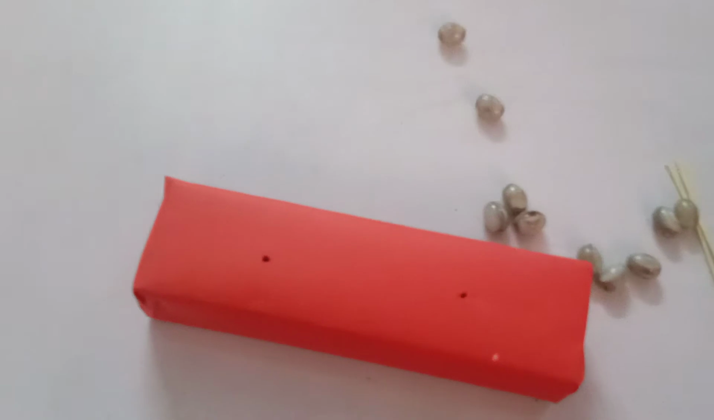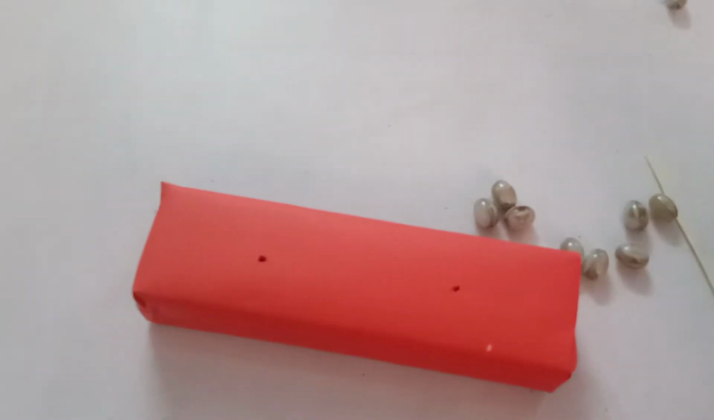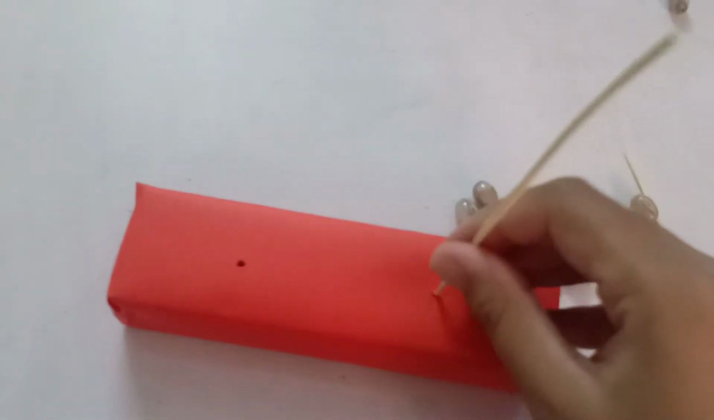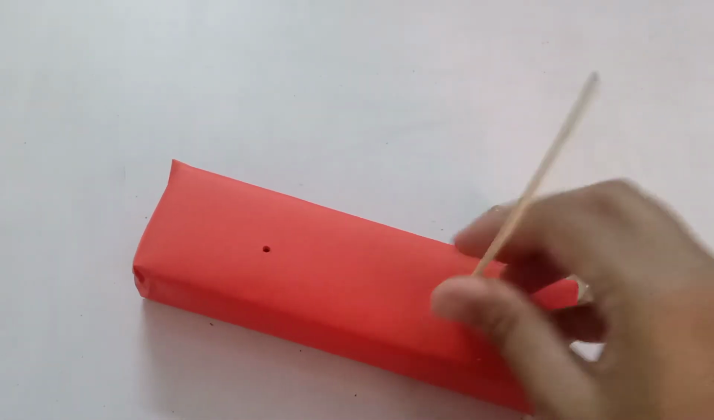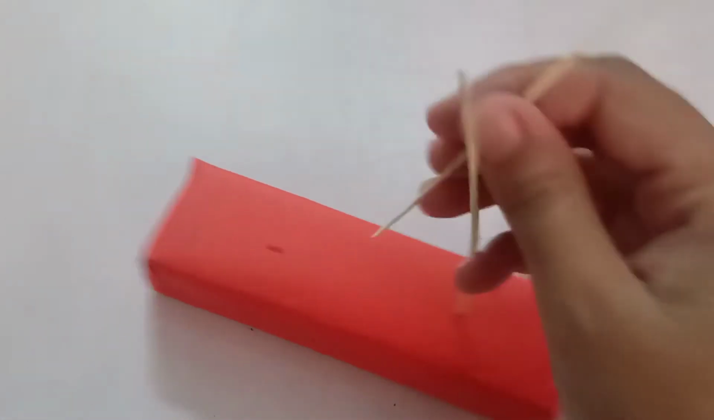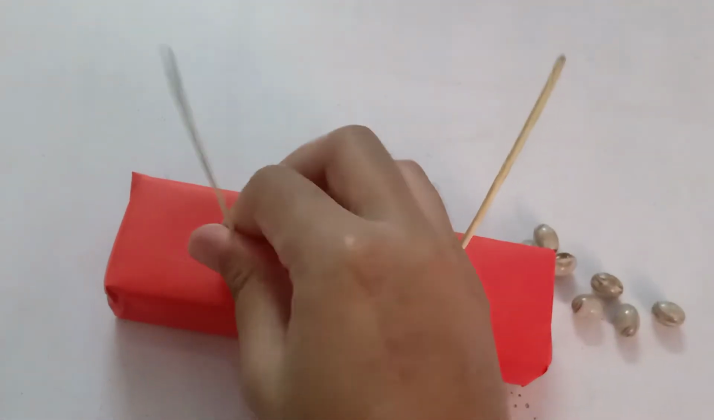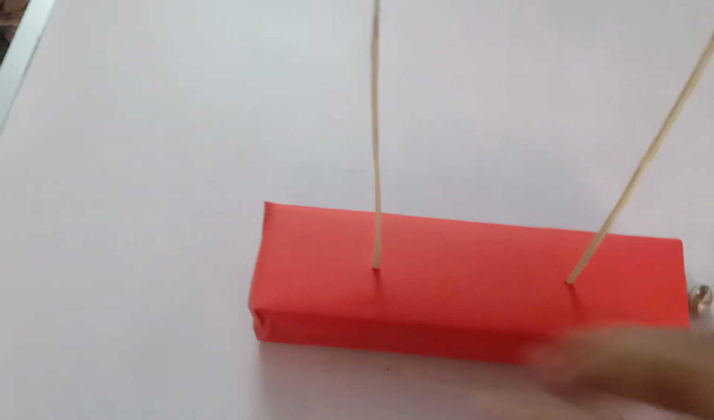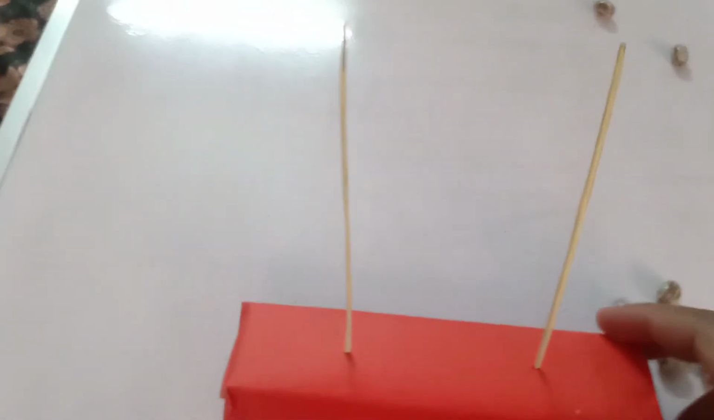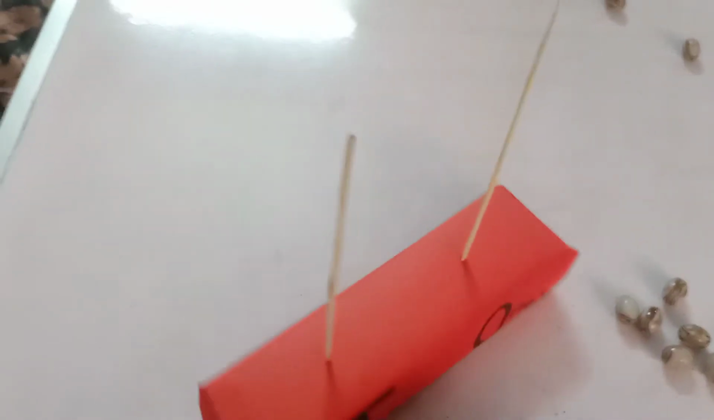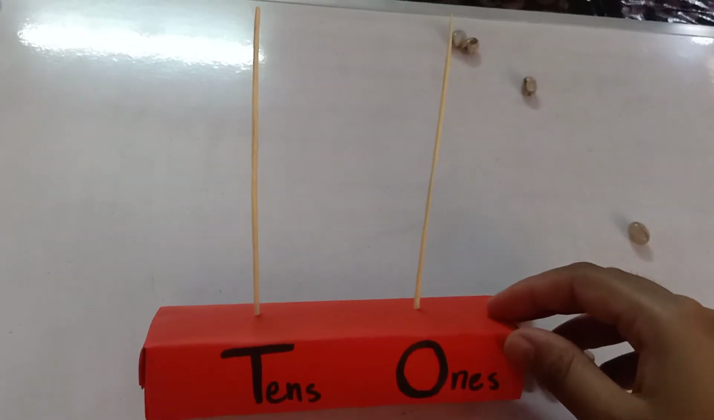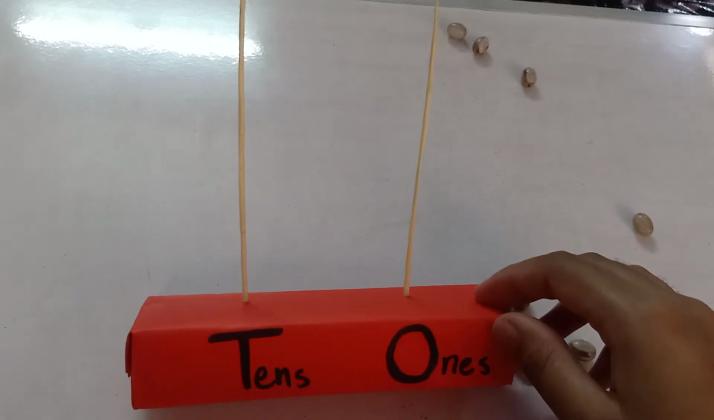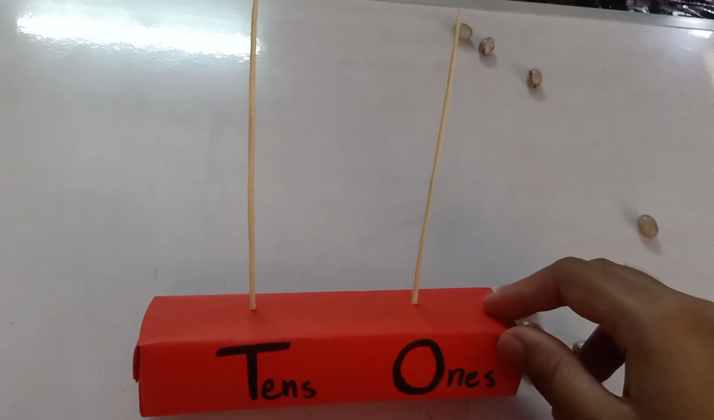Now we are going to stick these sticks in these holes. One and two. Now the one stick will be representing the ones and the second stick will be representing the tens, like this. You can write ones and tens on the box, so your child can definitely understand which strand is representing ones and which strand is representing tens.